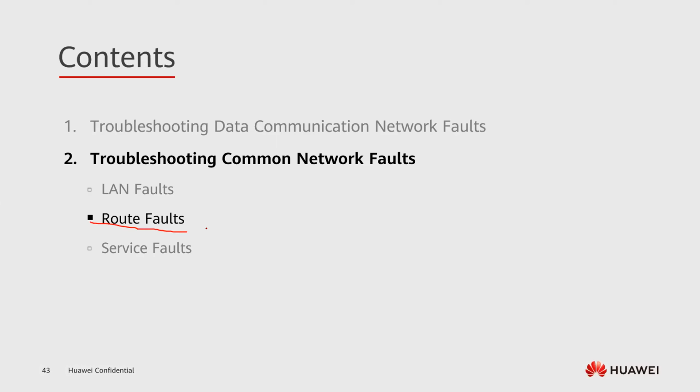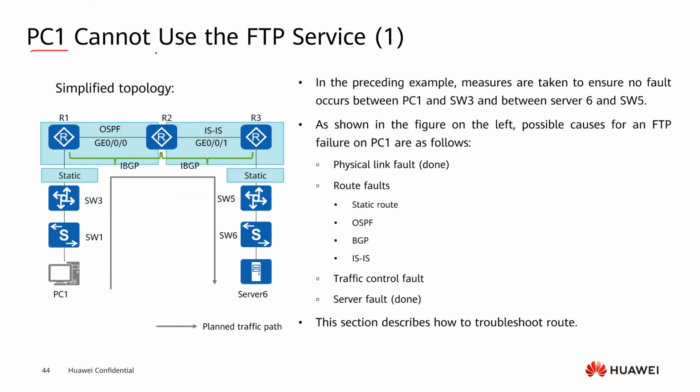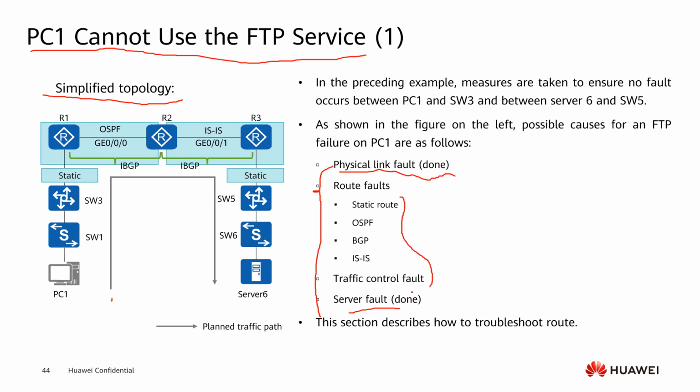Now here we see the second problem: PC1 can't use the FTP service. We also simplify the topology, PC1 to server 6. We also list the reasons. For the physical link fault, we assume that the physical link is good, and the server is also good. So we just check the route faults: static route, OSPF, BGP, and traffic control faults.